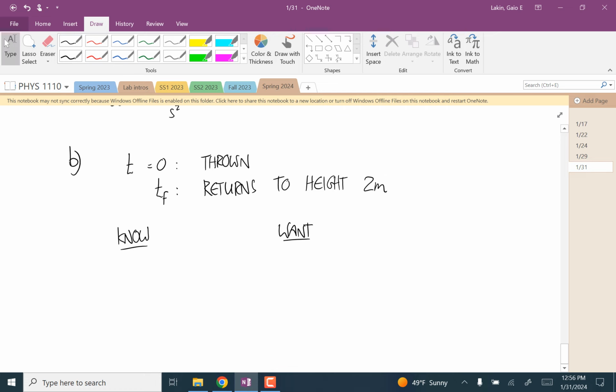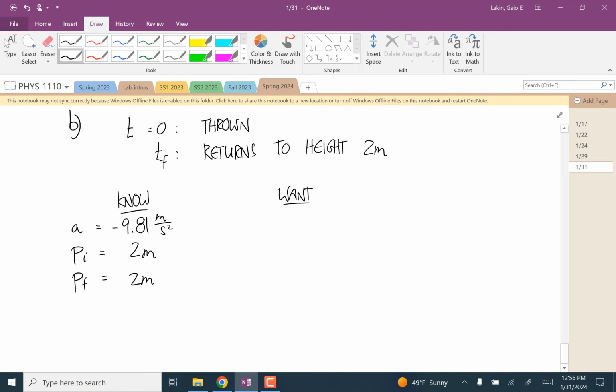So we don't know the elapsed time. We don't know how long it takes to return. We do know the acceleration is negative 9.81. The initial position is the same as it was, 2 meters. The final position, this time is also 2 meters, even though it's traveled through this path, but it's returned to the same position it was at before. The initial velocity is 15 meters per second, and we're trying to calculate the final velocity.